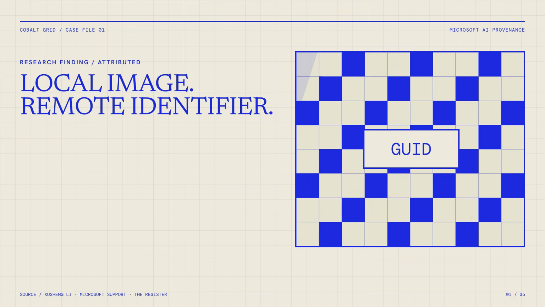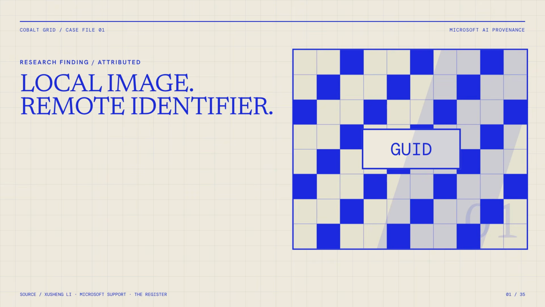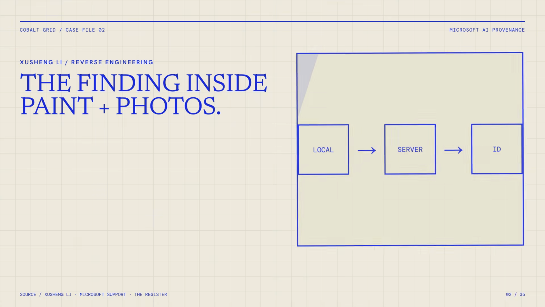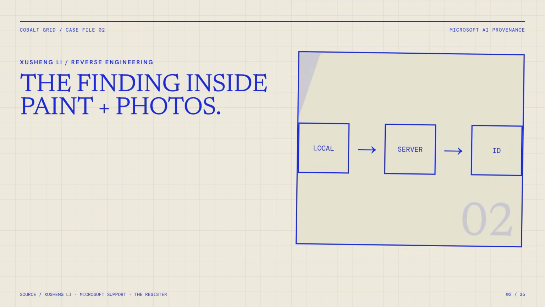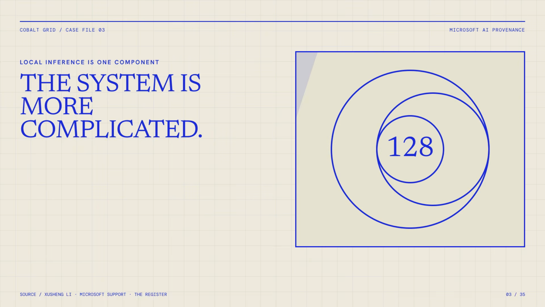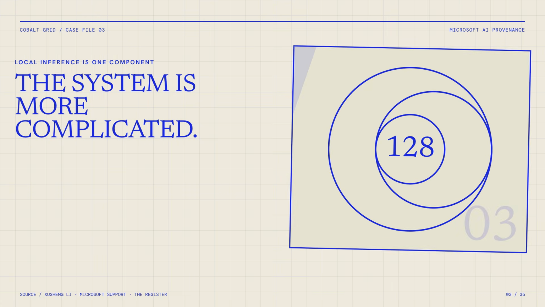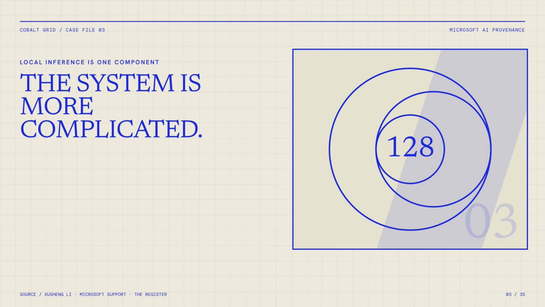This image was created on a local AI chip, but hidden inside its pixels may be an identifier issued by a remote server. That is the surprising finding from reverse engineer Xusheng Li, after examining the AI features inside Microsoft Paint and Photos. The headline sounds simple: local image generation, invisible watermark. The actual system is more interesting and more complicated.